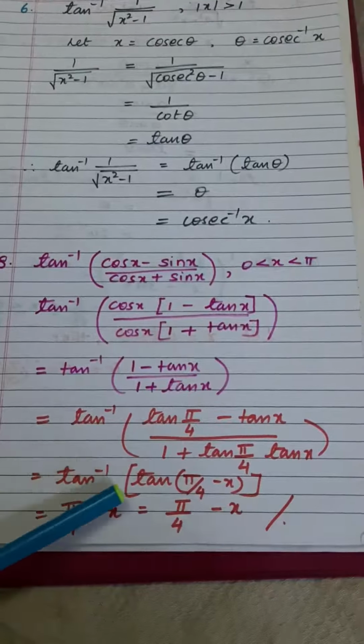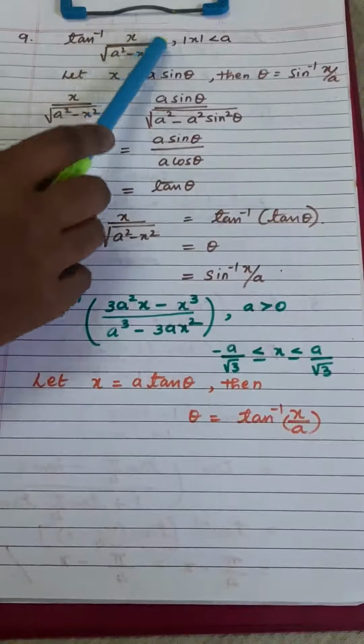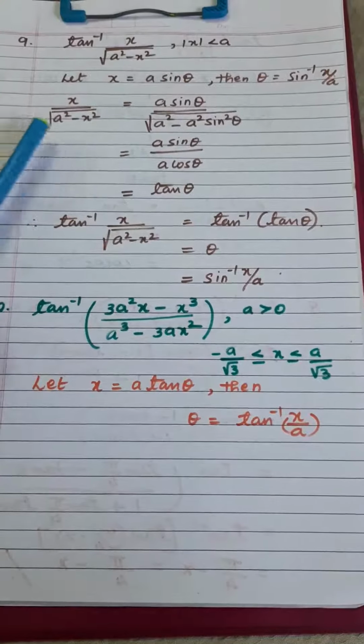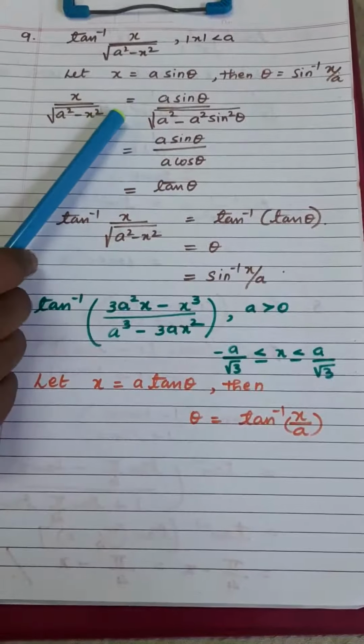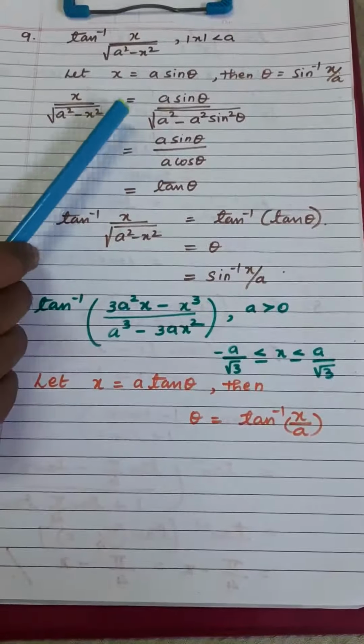Now we will see the 9th question. Question number 9. Tan inverse x by root of a square minus x square, and modulus x less than a. Now we are going to take x as a sin theta. So then theta equal to sin inverse x by a. Now take this expression alone, x by root of a square minus x square. Substitute the x value: a sin theta by root of a square minus a square sin square theta.